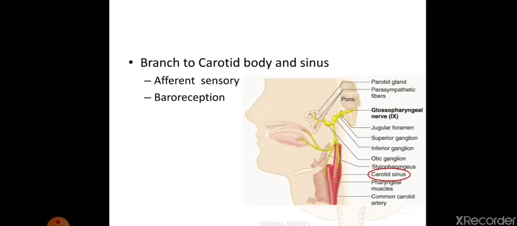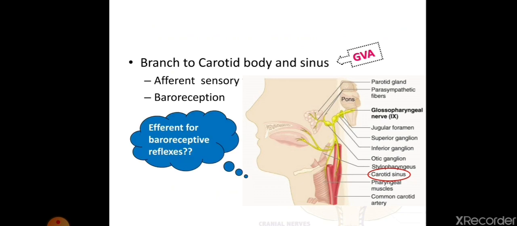The next branch is to the carotid body and sinus, which is situated at the bifurcation of the common carotid artery. It carries afferent sensory fibers from the carotid body and sinus. So it has baroreception. This component is general visceral afferent. Can you remember what is the efferent for baroreceptive reflexes and find it out?